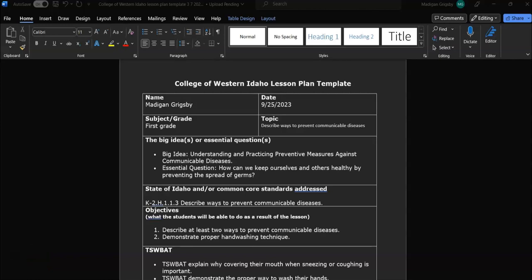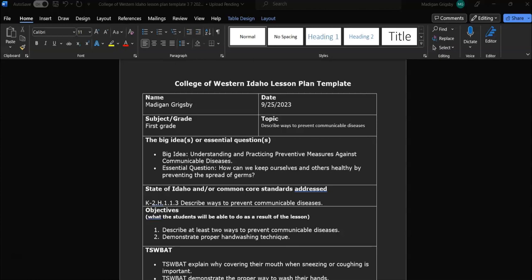This is my lesson plan for first grade. The topic is describing ways to prevent communicable diseases. This lesson is designed to teach first grade students about the importance of preventing communicable diseases. It focuses on basic hygiene practices such as hand washing, covering mouths and noses when sneezing or coughing, and using tissues.